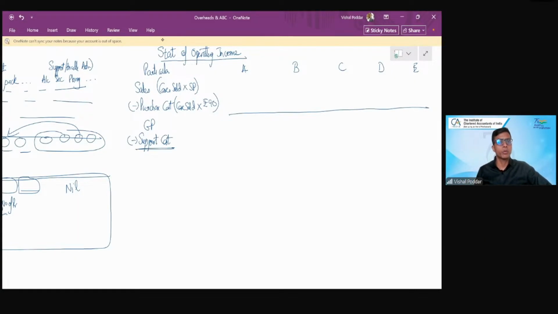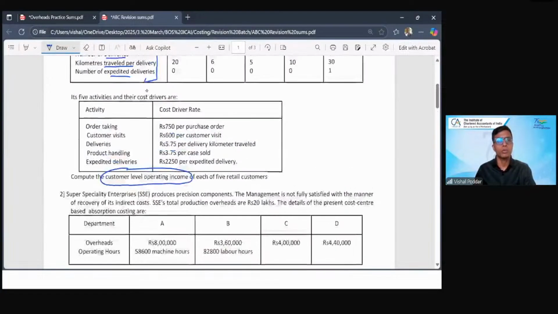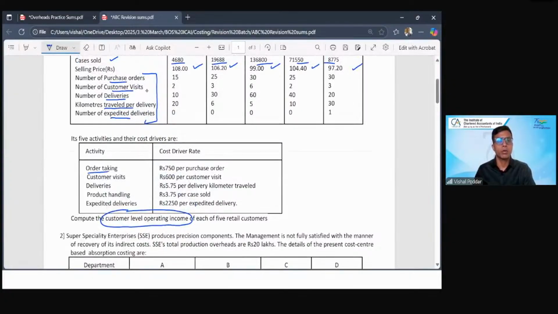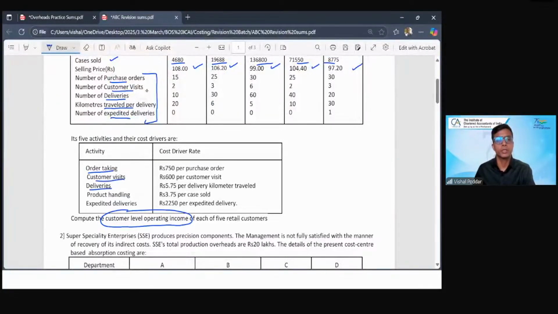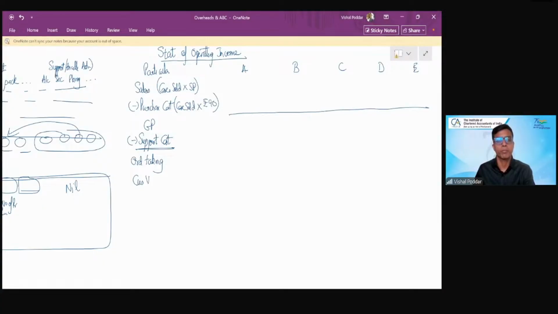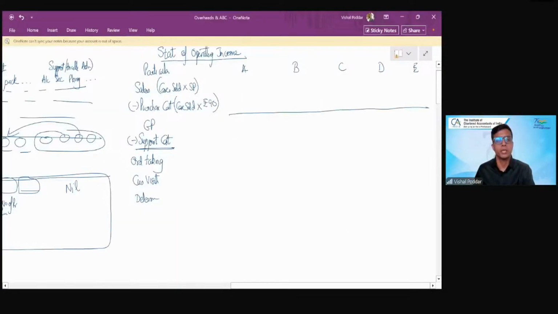And how are you charging this support cost? Using the activity approach. So now what are your different activities? The different activities are order taking. So I have to charge my order taking cost. Then I have customer visits, I have deliveries. Then I have product handling and I have expedited delivery.